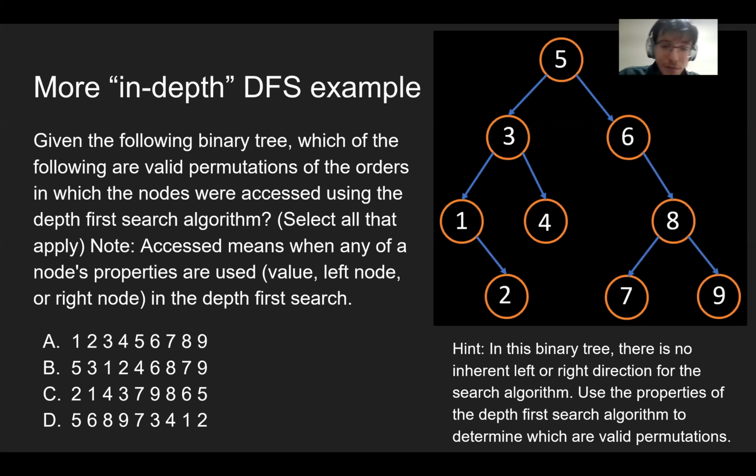So more in-depth DFS. So let's do this one. Given this, which of them are valid? Well, valid depth first searches again. We start at the root, right? And again, we're going to favor one. We can either favor going left or favor going right. Which one takes precedence? Let's do left first. So we do 5, we do 3, then we go 1, and then we go 2, right?